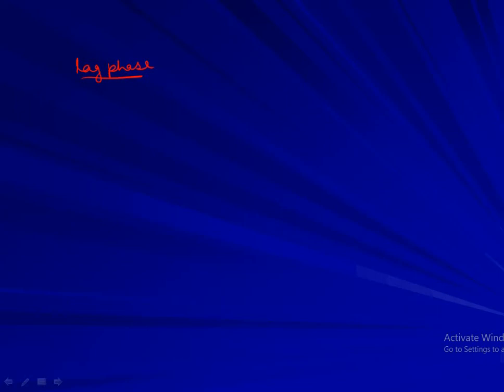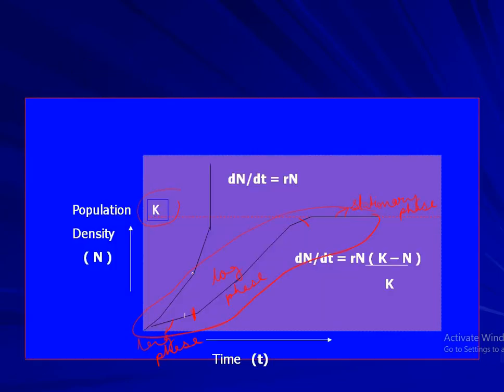Looking at the graph, you can see that as time increases, the population also increases. See, here the time increases, population also increases, but slowly.